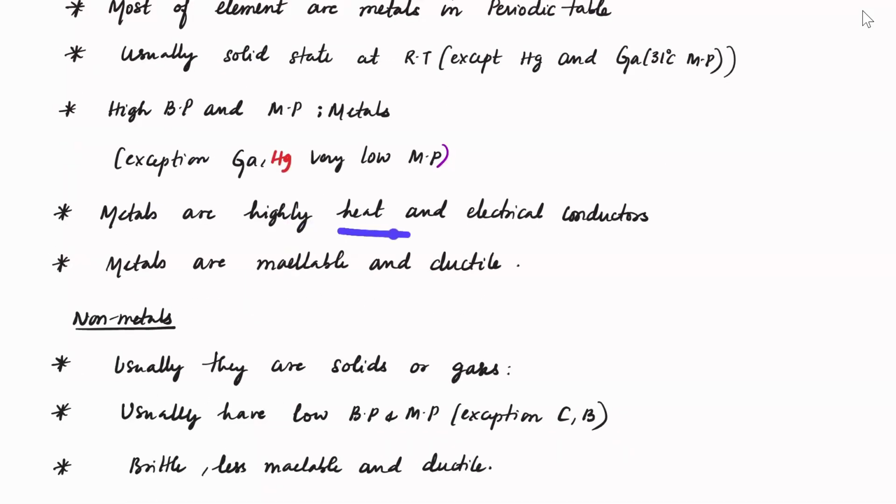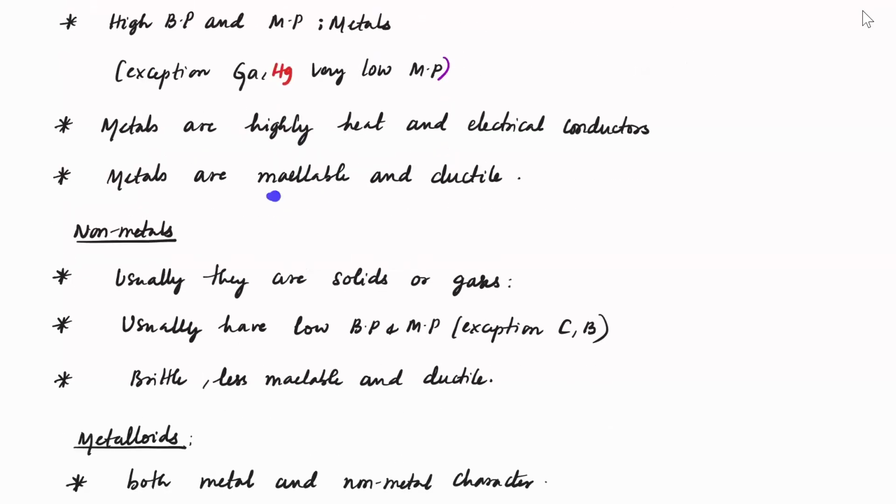Metals are highly heat and electrical conductors. That means they are very good conductors of heat and electricity. Metals are generally malleable and ductile. Malleable as in we can convert them into sheets, and ductile as in we can convert them into wires of long length.